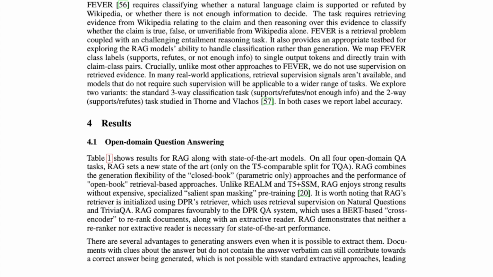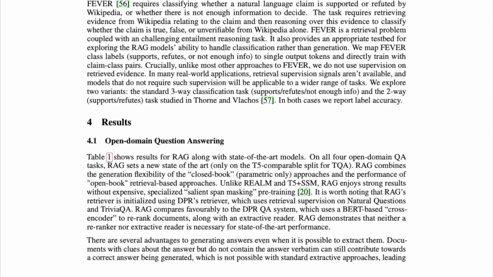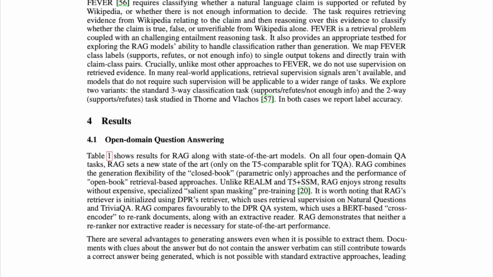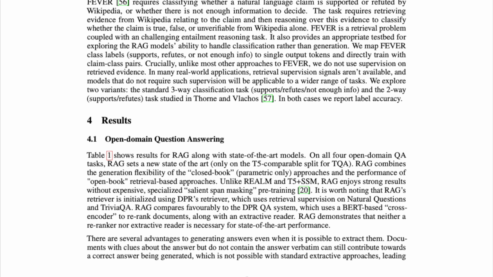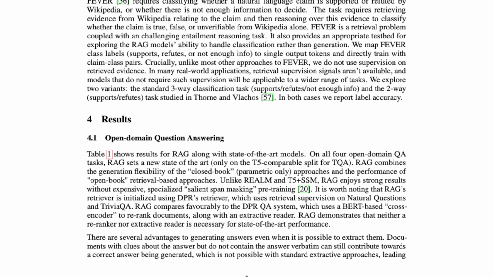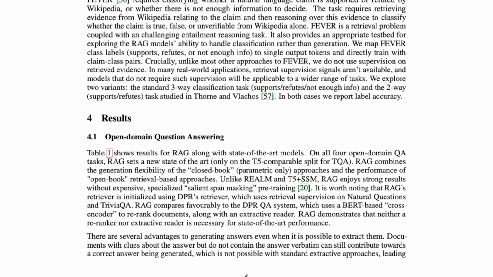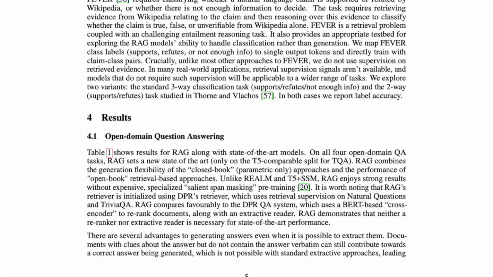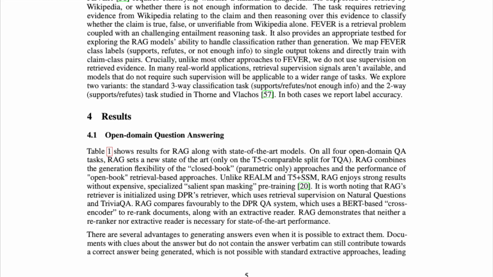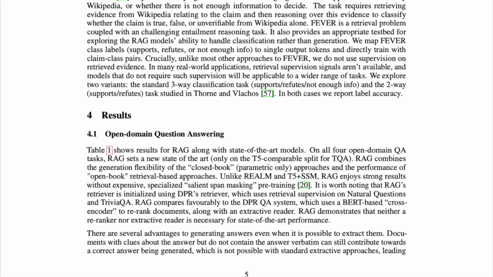4 Results. 4.1 Open-Domain Question Answering. Table 1 shows results for RAG along with state-of-the-art models. On all 4 open-domain QA tasks, RAG sets a new state-of-the-art (only on the T5-comparable split for TQA). RAG combines the generation flexibility of the closed-book, parametric-only approaches, and the performance of open-book, retrieval-based approaches. Unlike REALM and T5+SSM, RAG enjoys strong results without expensive, specialized salient span masking pre-training.